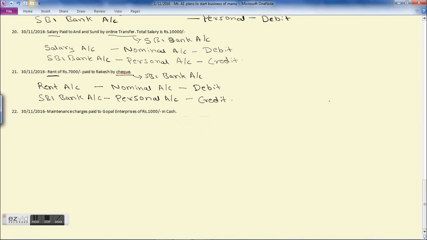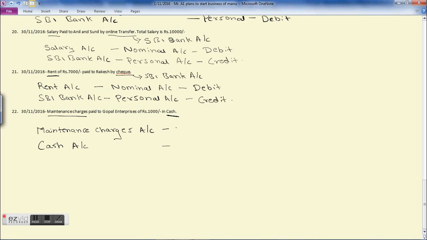Now let's see one more transaction. This is the last transaction. Maintenance charges paid to Gopal Enterprises of rupees 1000 in cash. So there was a monthly maintenance contract which was signed in our earlier transaction. So the maintenance charges have been paid to Gopal Enterprises in cash. What are the two accounts that are affected? One is maintenance charges, one is cash. So we'll put it as maintenance charges, and the cash account.